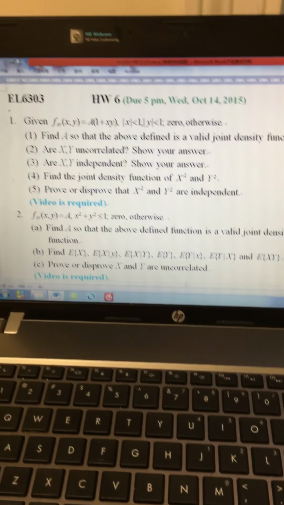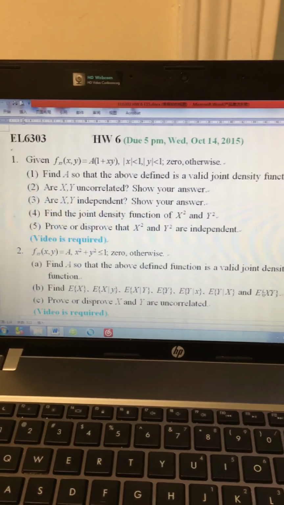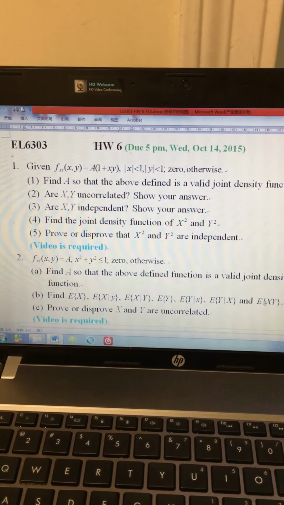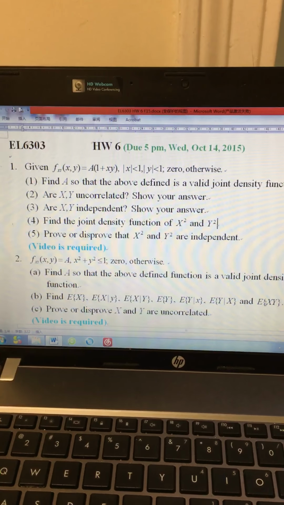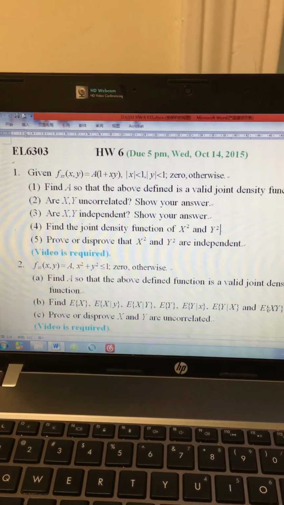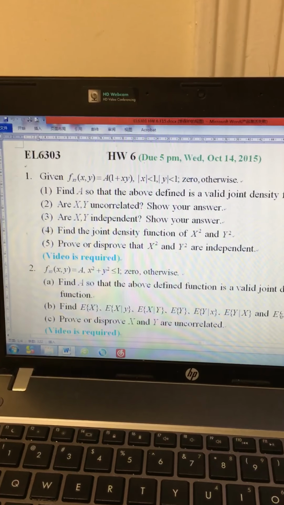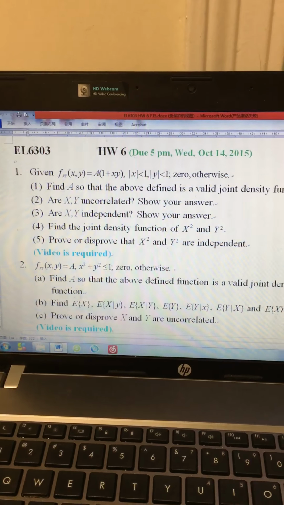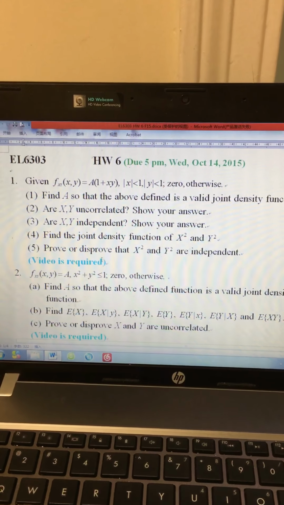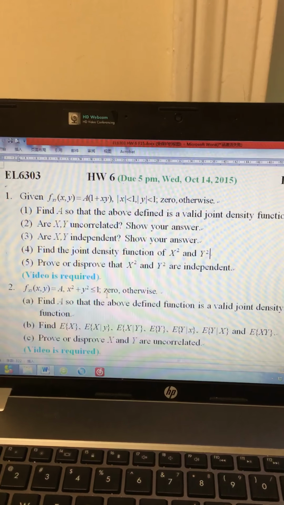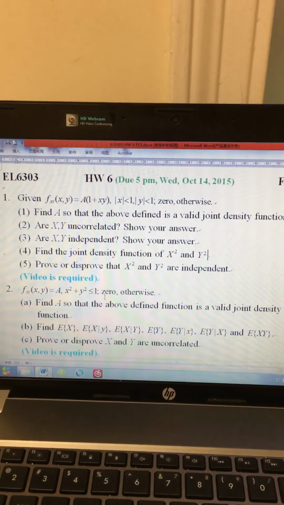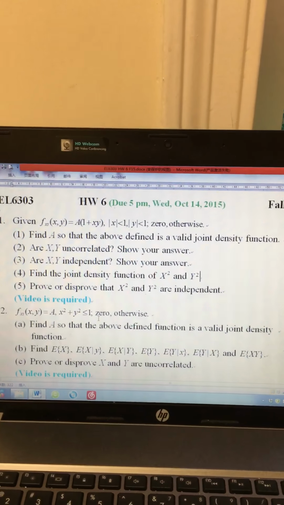Let's look at the first question. Given the joint density function f(x,y) equals a times (1 plus xy) when the absolute values of x and y are less than 1. The first sub-question asks us to find a so that the above defined function is a valid joint density function.